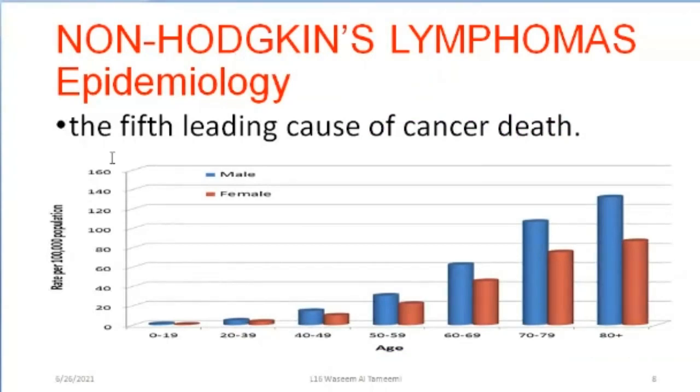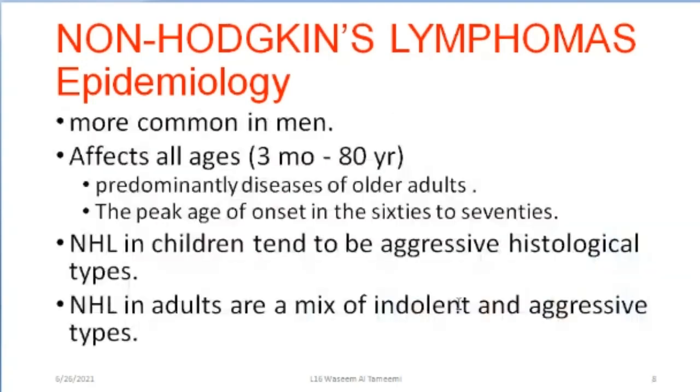Epidemiology. Non-Hodgkin lymphoma is the fifth leading cause of cancer death. واتفقنا على أنه is the second most common hematological malignancy. It can affect any age group, but rarely at childhood. شوفوا هنا من صفر إلى 19 سنة childhood and adolescent, it is a very, very rare disease. The disease incidence started at the third decade and so on upward. And the incidence increases with increasing age. And the median age of presentation is the middle age group, around between 50 to 60 up to 70 years of age. Males are affected more commonly than females.